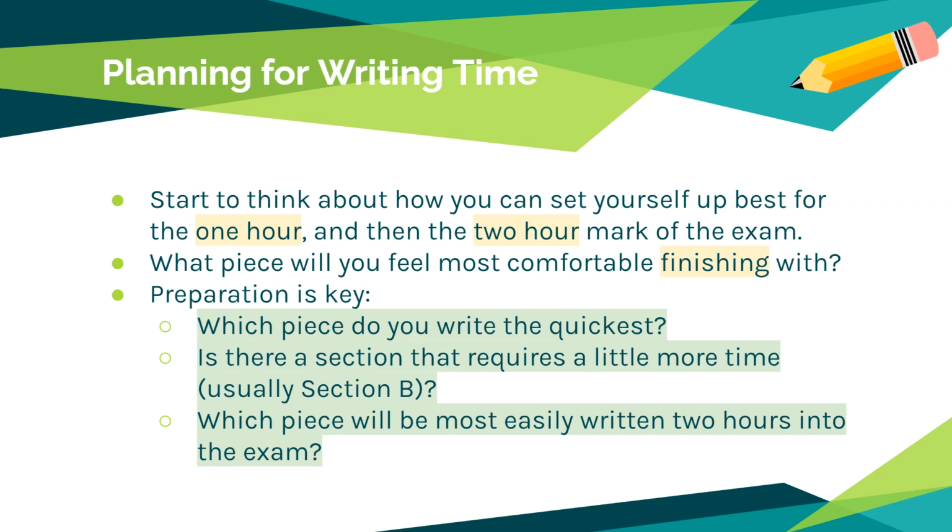On the other hand, you also want to think about whether there is a section that requires a little more time for you to write. For me personally, I'd say that probably would be Section B, the comparative essay. It's probably the hardest essay to write in terms of time. So if that's the case, then you might want to go CBA, like I've just said.